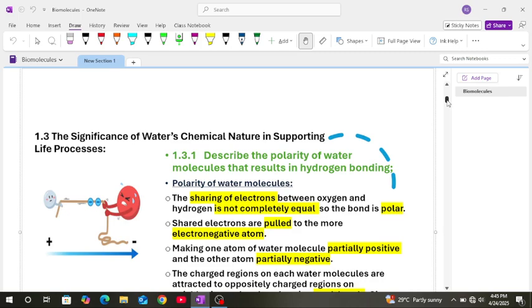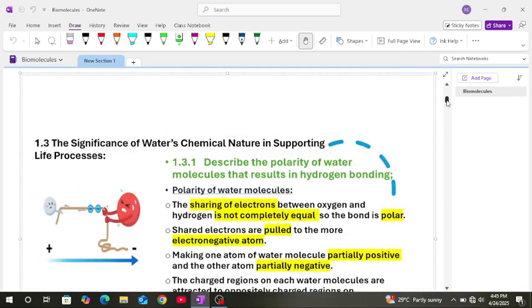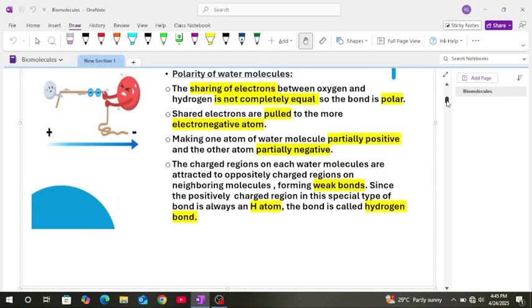And then we have the other concept of hydrogen bonding present in a water molecule. Water molecules exhibit hydrogen bonds, which are weak bonds. Okay, the hydrogen bonds present in a water molecule are weak bonds. The charged regions on each water molecule are attracted to oppositely charged regions on neighboring molecules, forming weak bonds.